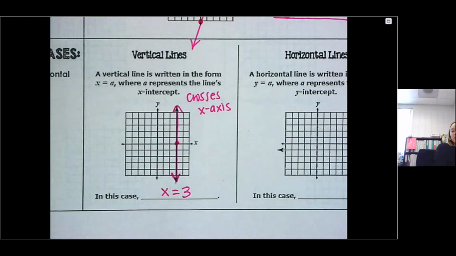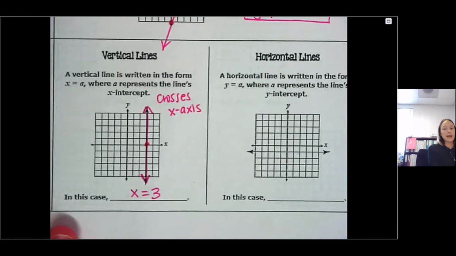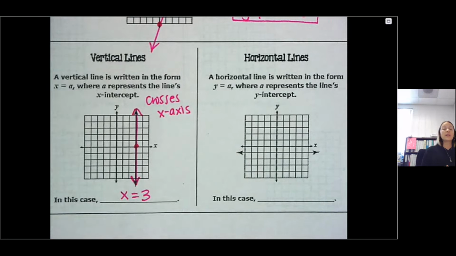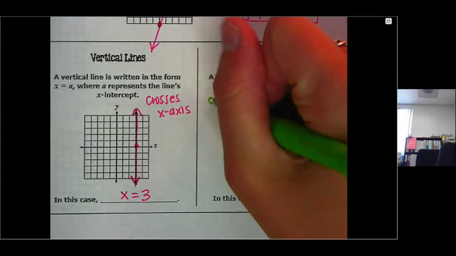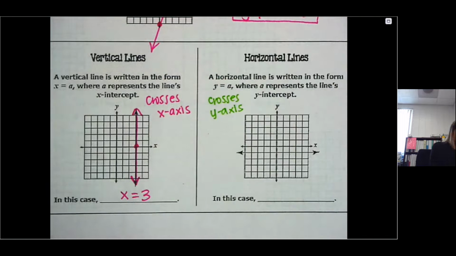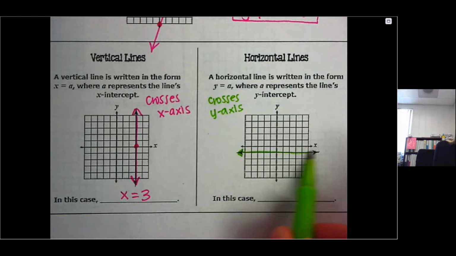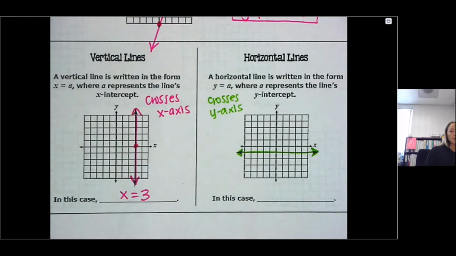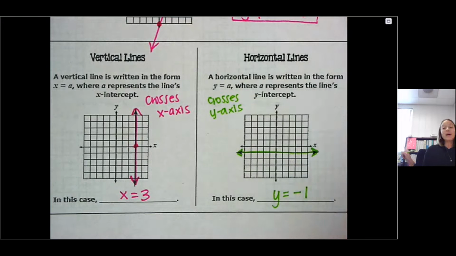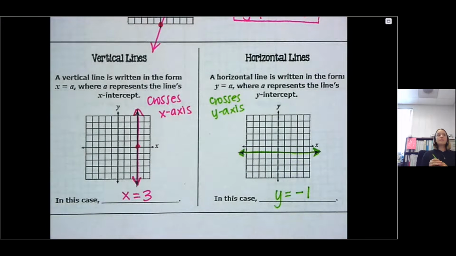Horizontal is written y equals a, where a is the intercept, and we write it as y equals because it crosses the y-axis. 1. Hold on. Oh, no, friends, this is not 1. Negative 1? Ah, negative 1, it's underneath. So my equation is y equals negative 1. Negative 1 and positive 1 are very different. It's okay. It's all good.